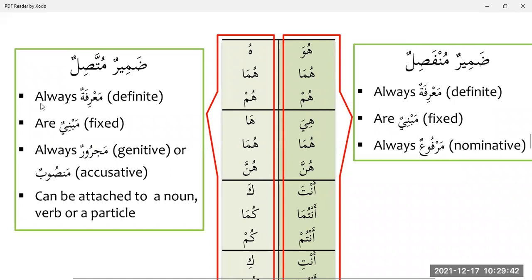While damir muttasil, they are also definite. The attached pronouns are always marifa, definite. They are also mabniyun, they are also fixed. They are constant. They are always majroor or mansoob. So the attached pronouns cannot be in nominative case, they cannot be marfu'. They can be majroor, they can be mansoob, but they cannot be in nominative case. So it means they cannot be a subject. While huwa, huma, hum, hiya, huma, hunna are in nominative case, they can be a subject.